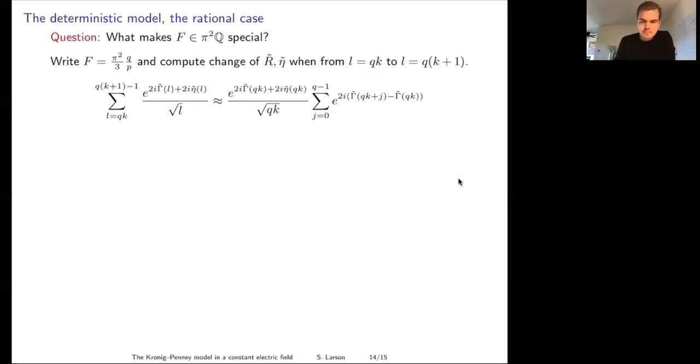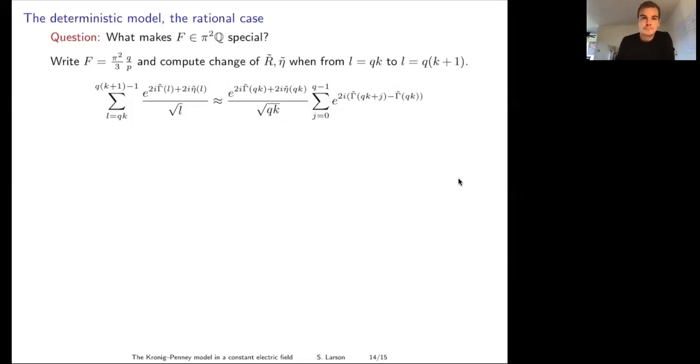Now, by a bunch of partial summations, you can actually prove that this sum is essentially the same as if we just pull out eta tilde at Qk and pull out the amplitude here as well. And then what we're left with is the sum of differences of this gamma tilde here. I pulled out this overall phase gamma tilde Qk. And this is where the explicit form of gamma tilde together with the rationality assumption come in to simplify life for us a lot.